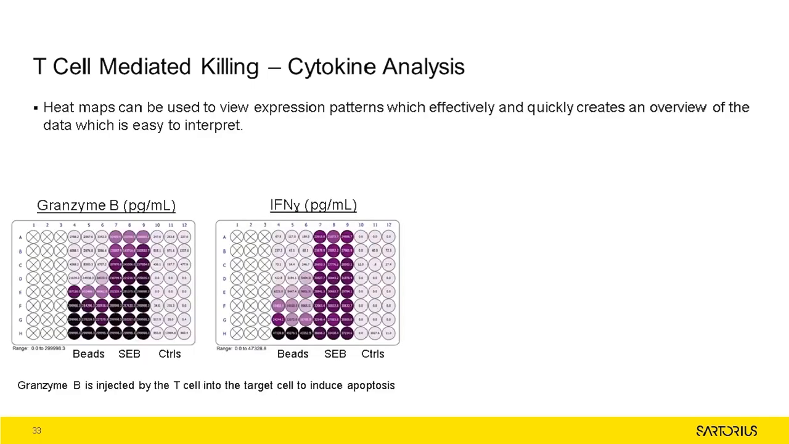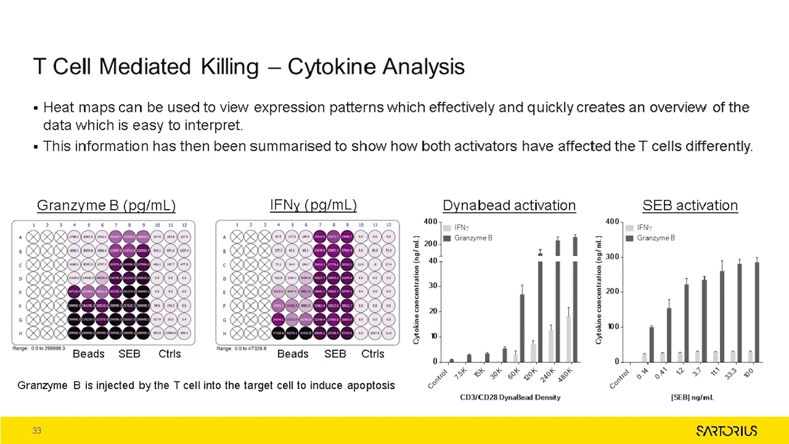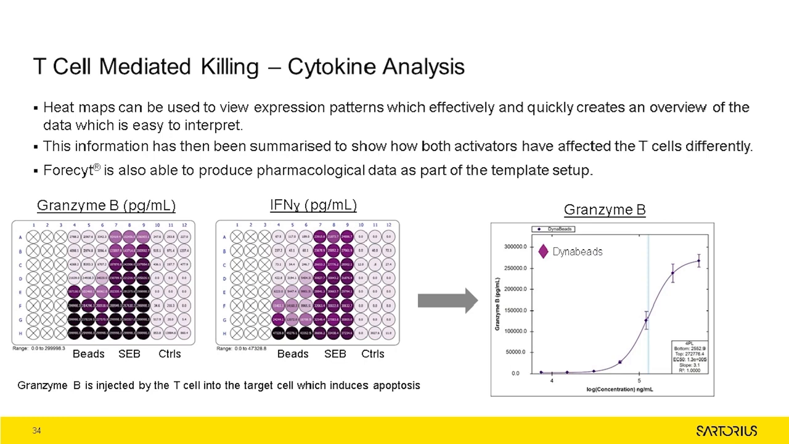Cytokine analysis can again be assessed using the killing kit. Here, Foresight allows for the generation of heat maps to quickly and effectively give the user an overview of the biology occurring. Granzyme B release confirms the likelihood that the cell death occurring in this assay is due to T-cell degranulation, as does the increase in interferon gamma. This data is then able to be easily expressed to compare the activators, and as part of Foresight's template, CRCs can also be generated, giving important pharmacological results to aid in making important decisions quickly.